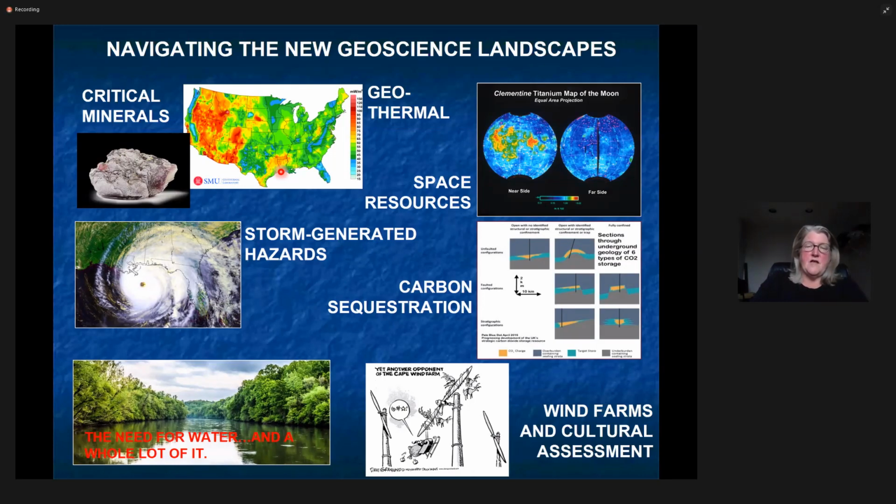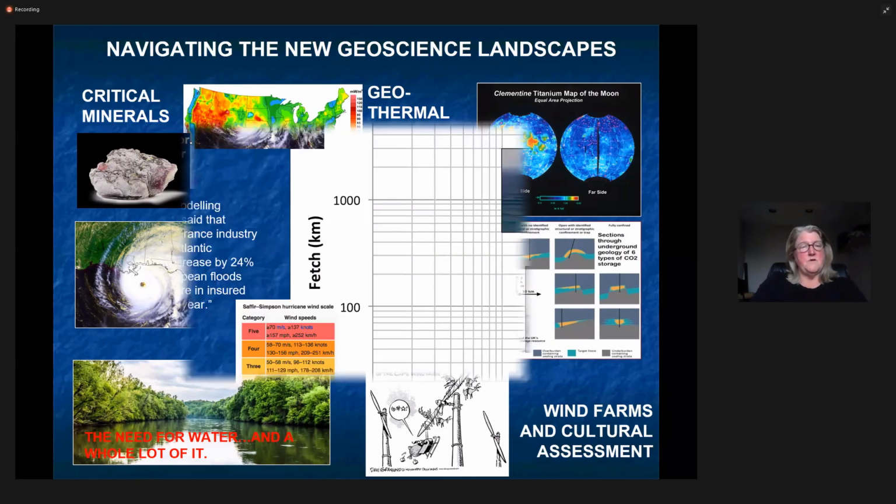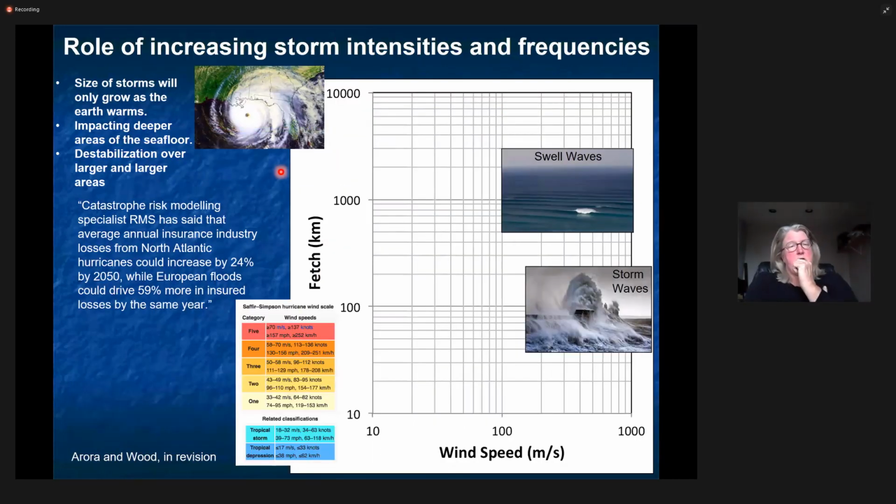One of the other areas that's going to change and that we need to input into are storm-generated hazards. The size of storms is only going to grow as the earth warms. They're impacting deeper and deeper areas of the seafloor. They're destabilizing larger and larger areas. Specialists in catastrophic risk modeling like RMS show that there are going to be huge losses from North Atlantic hurricanes. They could increase as much as 25% by 2050, and the European floods could cause at least a 60% increase in insured losses by 2050.